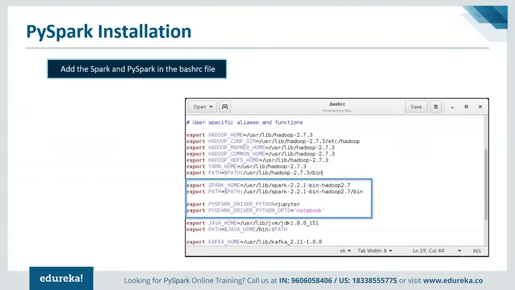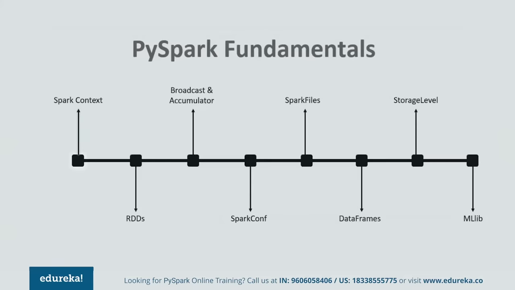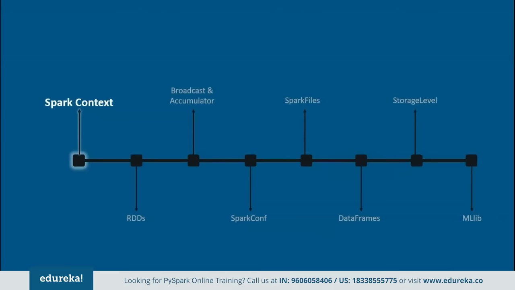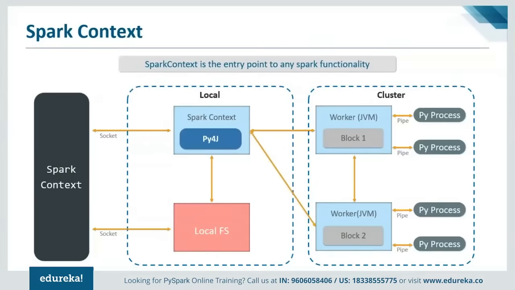Now that we are done with the installation part, let's dive deeper into PySpark and learn a few of its fundamentals, which you need to know in order to work with PySpark. Now, this timeline shows the various topics which we will be covering under the PySpark fundamentals. So let's start off with the very first topic in our list, that is the Spark context. The Spark context is the heart of any Spark application. It sets up internal services and establishes a connection to a Spark execution environment. Through a Spark context object, you can create RDDs, accumulators, and broadcast variables, access Spark services, run jobs, and much more.